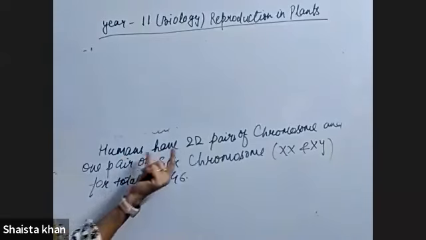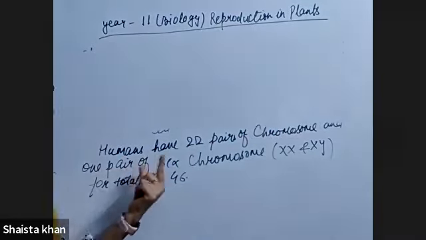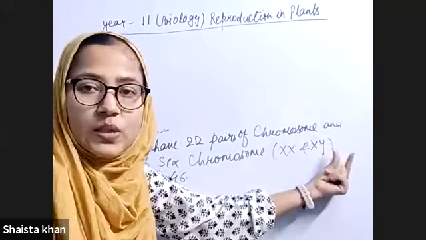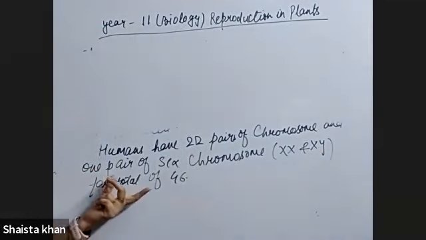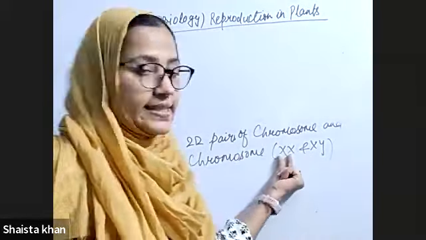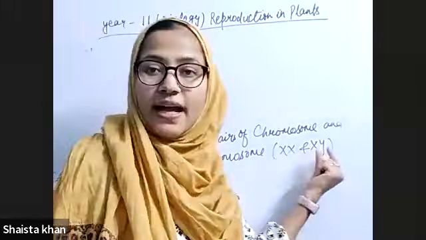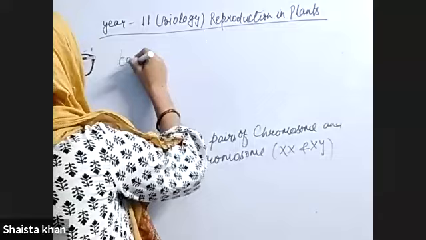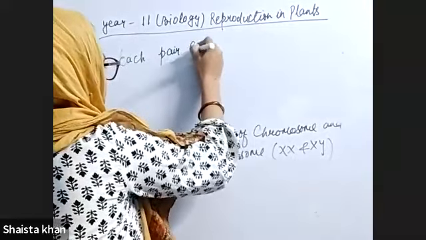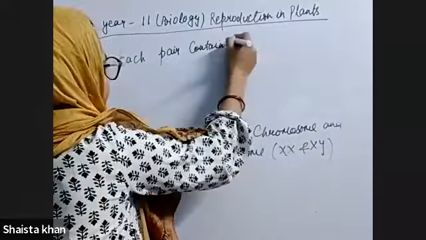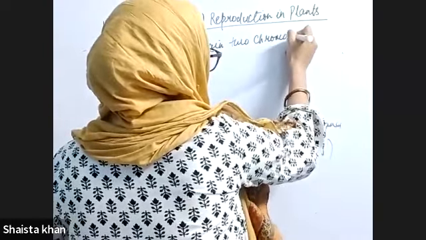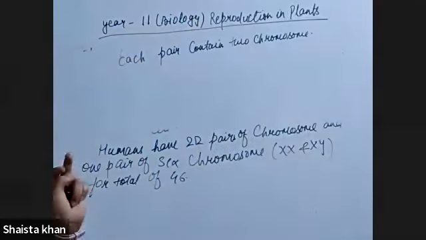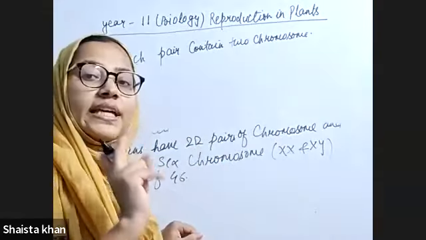So humans have 22 pairs of chromosomes and one pair of sex chromosomes, that is XX or XY, for a total of 46 chromosomes. Each pair contains 2 chromosomes, one coming from each parent.